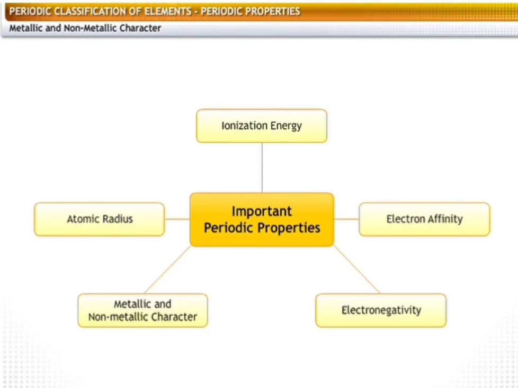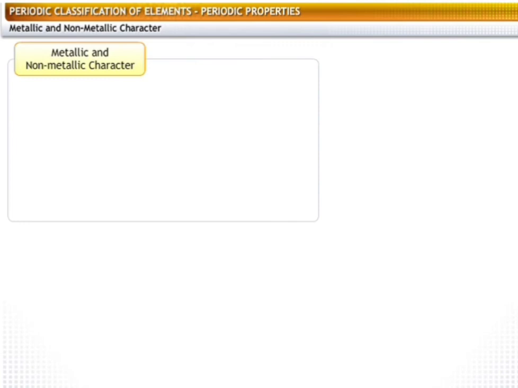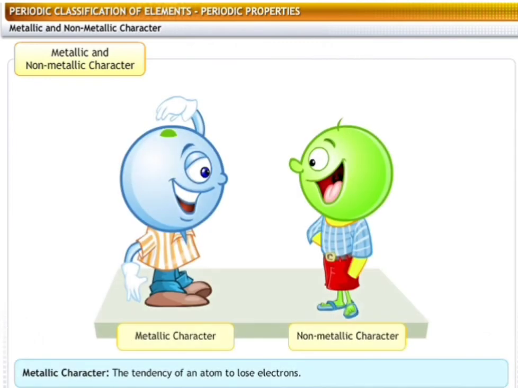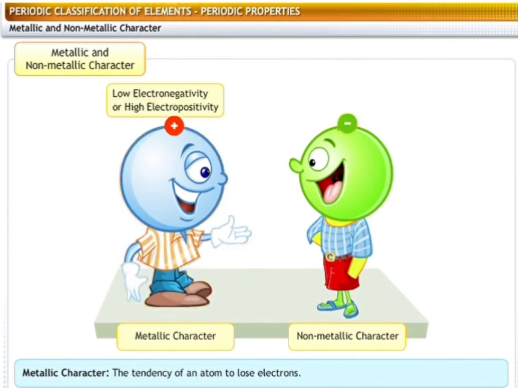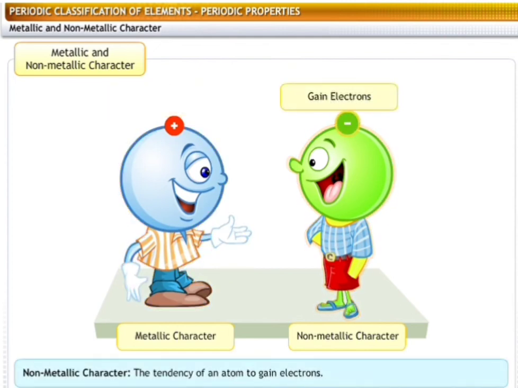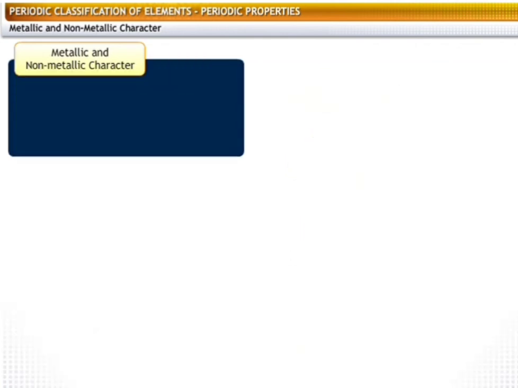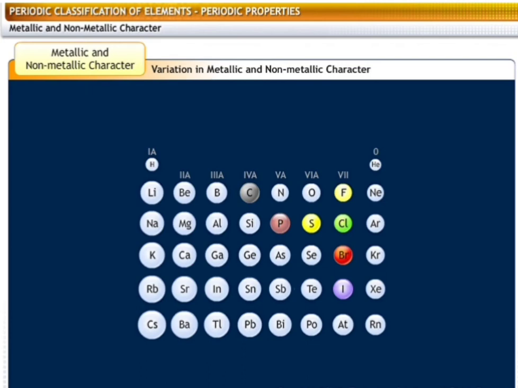The last important periodic property is metallic and non-metallic character. Metallic character is defined as the tendency of an atom to lose electrons. The tendency to lose electrons is due to low electronegativity or high electropositivity. Non-metallic character is the tendency of an atom to gain electrons. Now, observe the variation in the metallic and non-metallic nature of elements in a group and in a period.